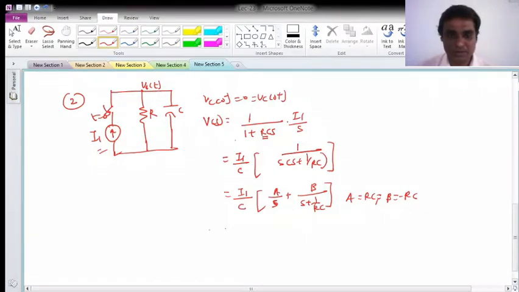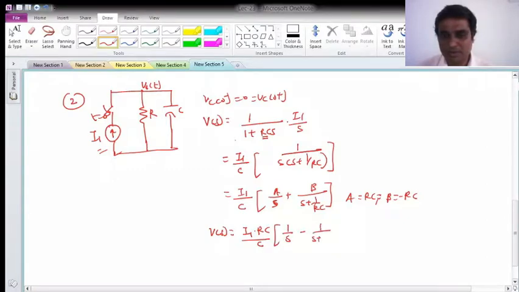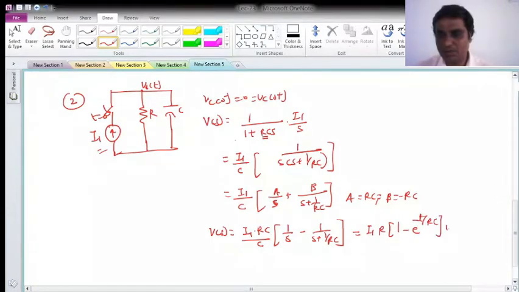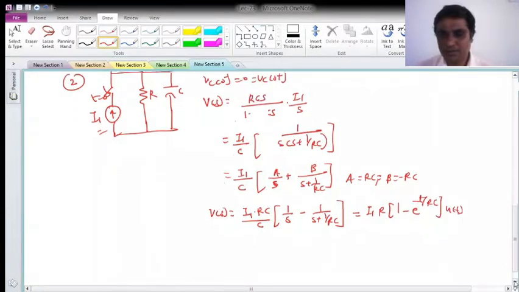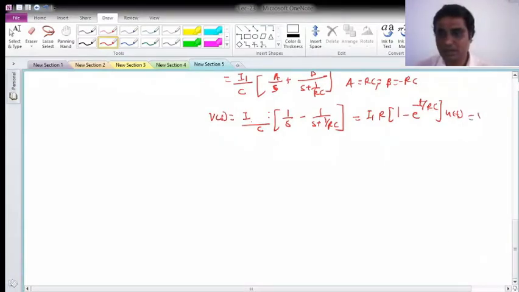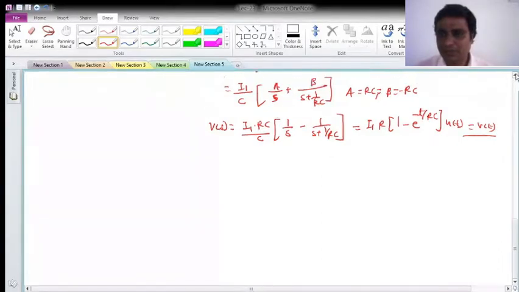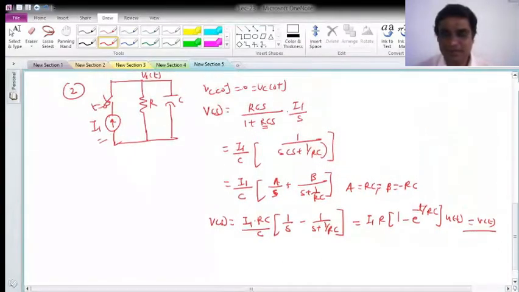So this V(s) will be I1 into RC upon C, it is 1 by s minus 1 upon (s plus 1 by RC), which is I1 R into (1 minus e^(-t/RC)) into u(t). Okay, that is my v(t), right? And we can verify it by physical inspection.